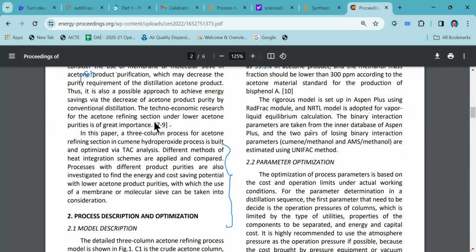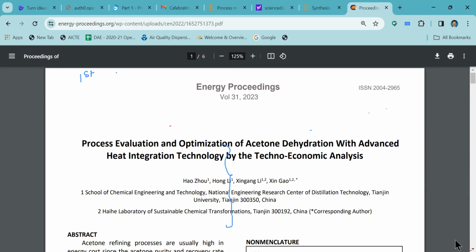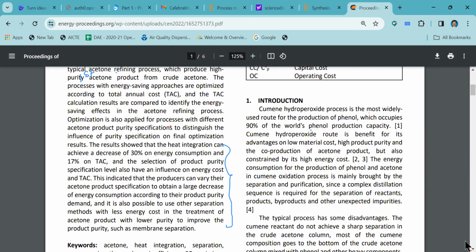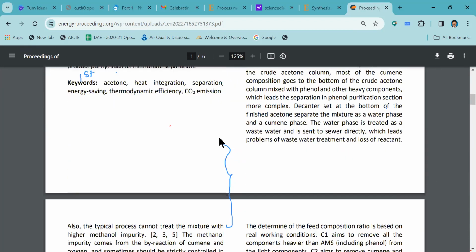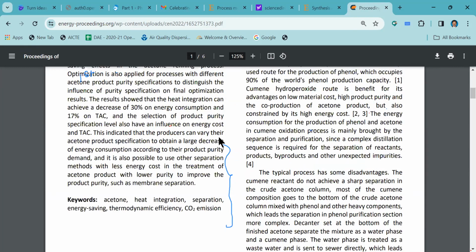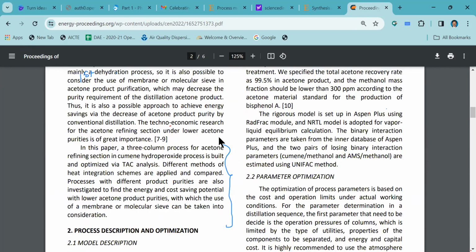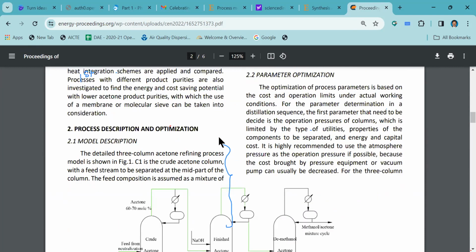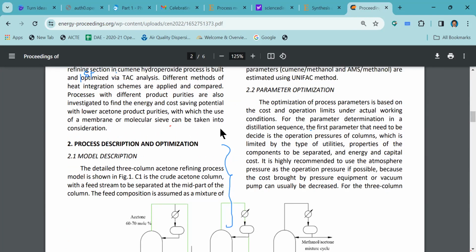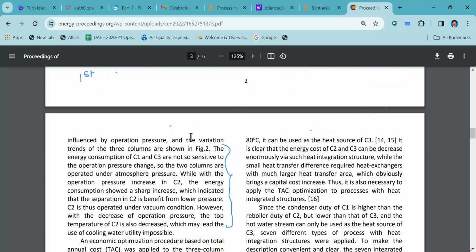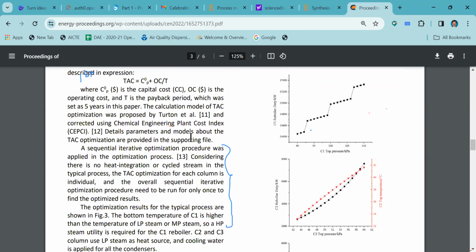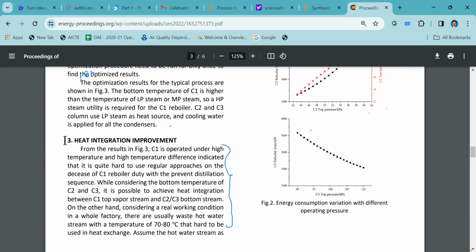The next thing is to go to the different sections available. After the abstract, what is the next section available? You go to the next section. The next section is the introduction part, and then comes the process description and the optimization. Under process description, there is 2.1 model description, 2.2 is parameter optimization, and we will go down again. You can see the third one. Now heat integration improvement has been given.